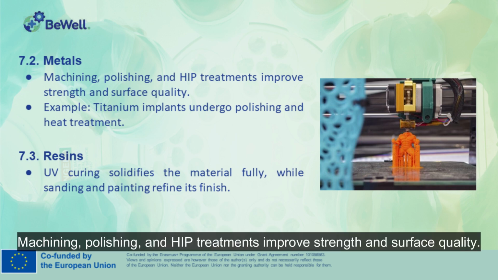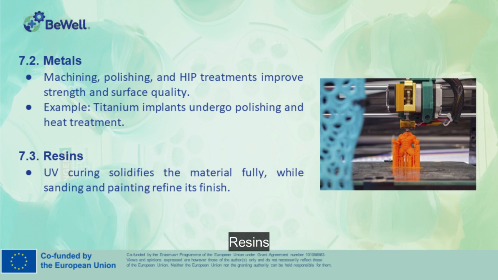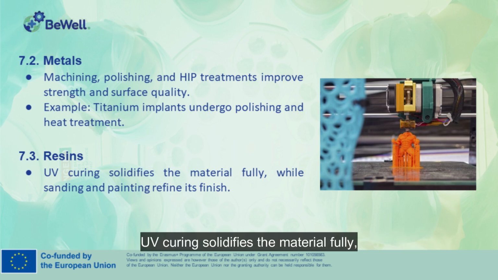Metals. Machining, polishing, and HIP treatments improve strength and surface quality. Example: titanium implants undergo polishing and heat treatment. Resins. UV curing solidifies the material fully, while sanding and painting refine its finish.